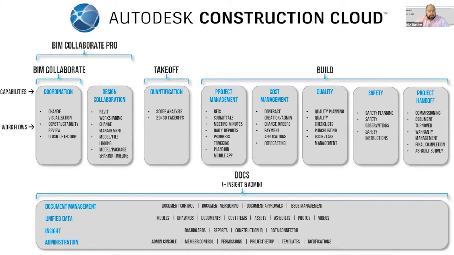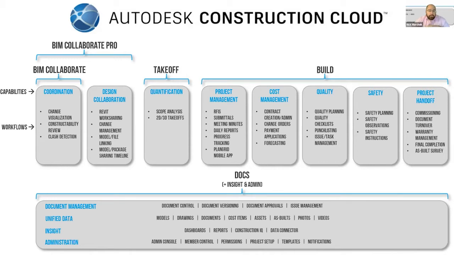Now, of course, there is going to be overlap between these products and the phases of design and construction, as we all know. So for example, anyone in pre-construction who is responsible for, say, model coordination and or clash detection would use the BIM Collaborate product, as that is its main capability. But today we're going to be focusing on Docs, Takeoff, and Build.